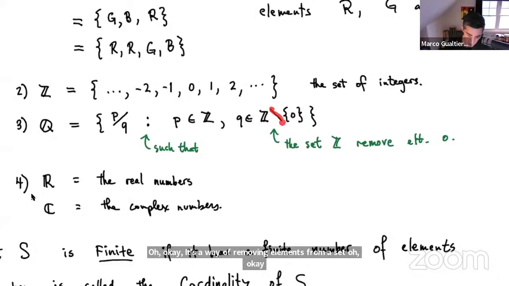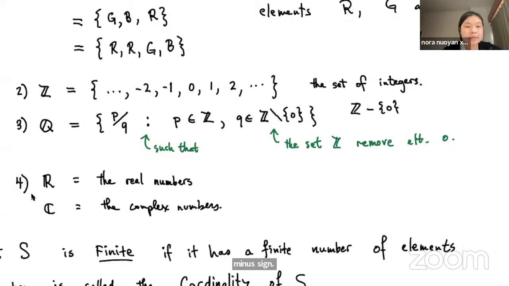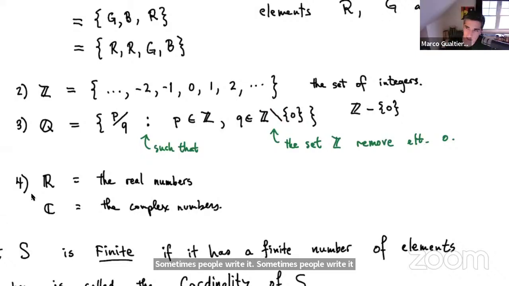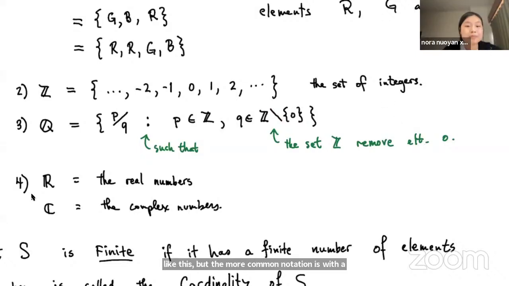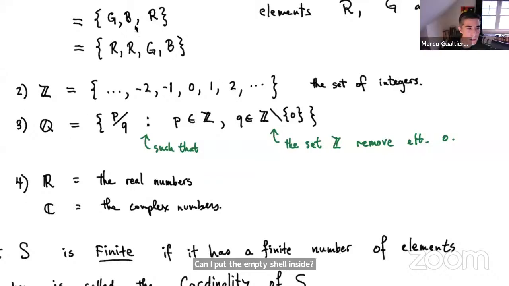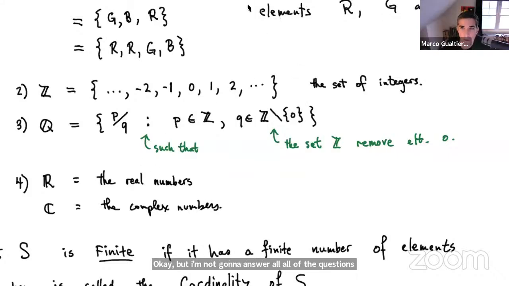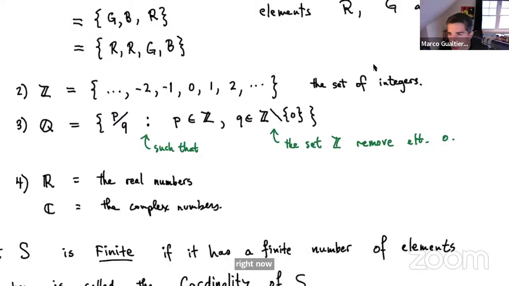You can think of this as like a minus sign. Sometimes people write it like this, but the more common notation is with a slanted line. Can I put the empty set inside? Let me leave it there, and we're going to get more into sets. But I'm not going to answer all of the questions right now. So I'll take one more question.